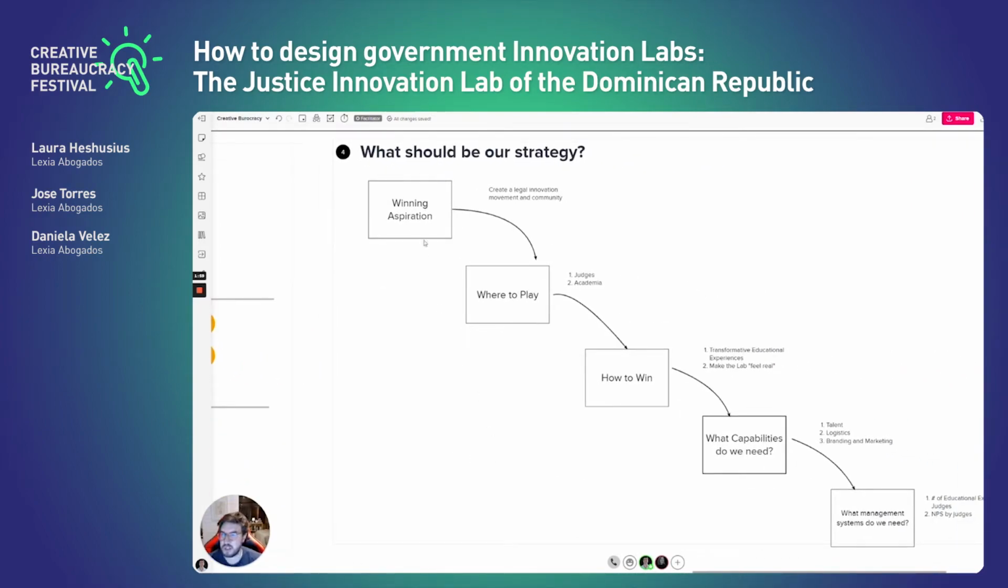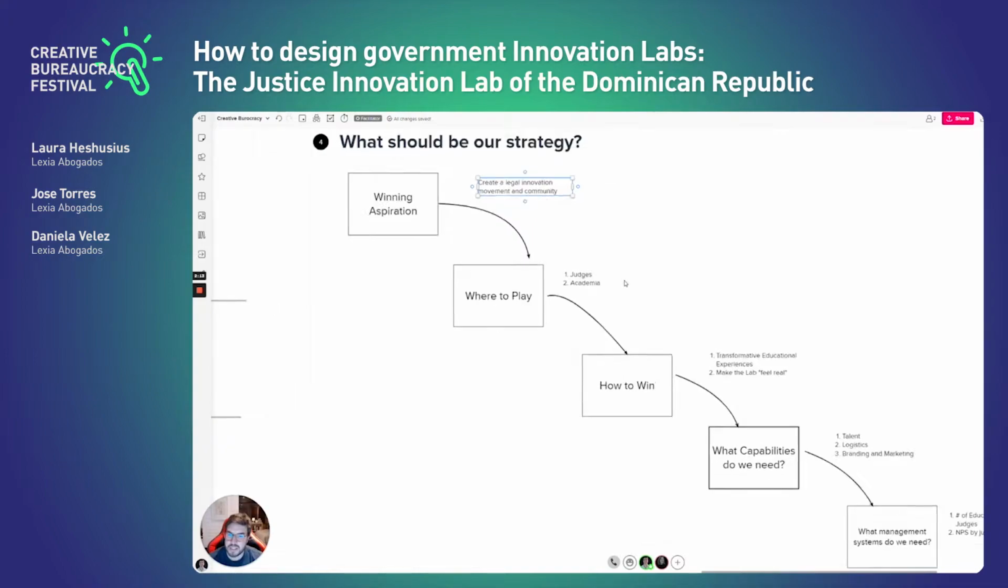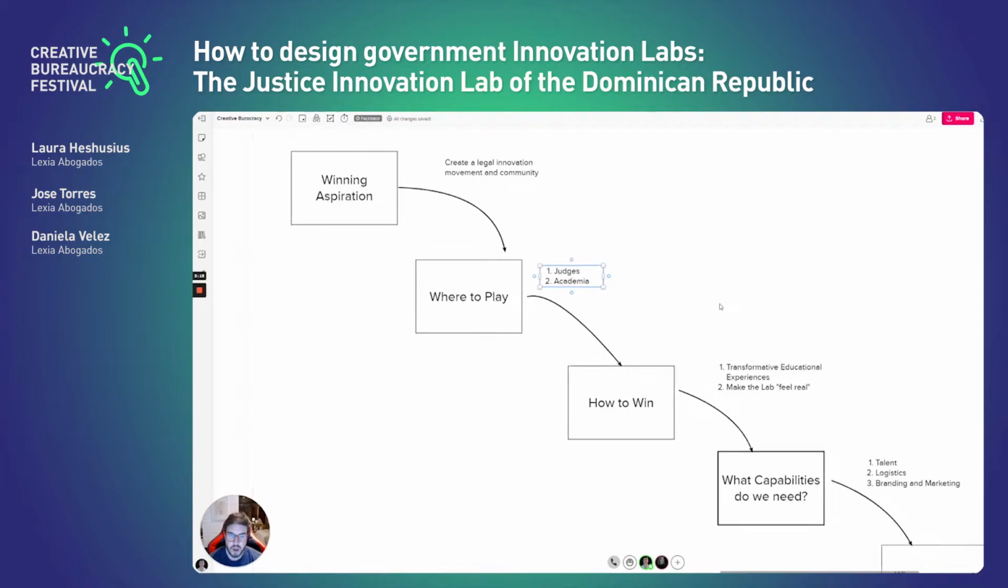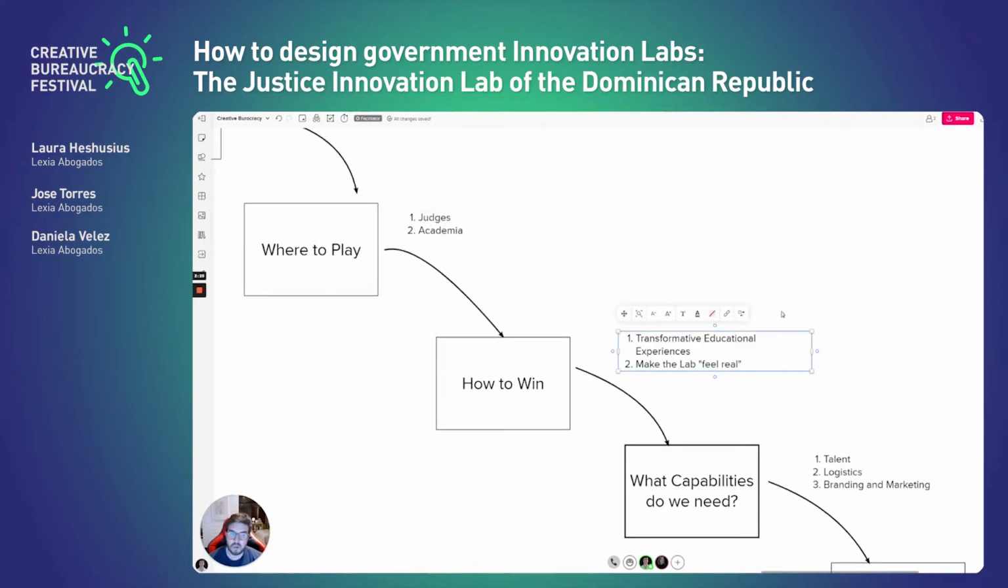What would be our strategy? Our winning aspiration: create a legal innovation movement and a community around legal innovation. That was the strategy for us to start. And the strategy might change, but that had to be the winning aspiration. Where we decided to play: judges and academia, only with these two stakeholders. How to win? We decided to create transformative educational experiences for judges and academia, and we needed to make the lab feel real. And with these two, we knew that we could win and get the lab started.